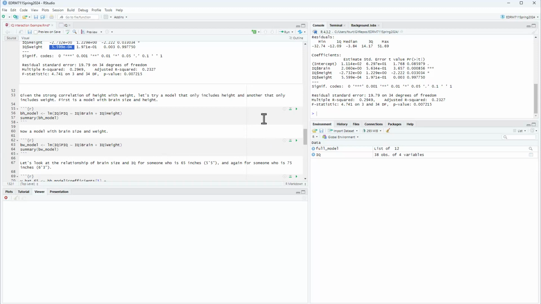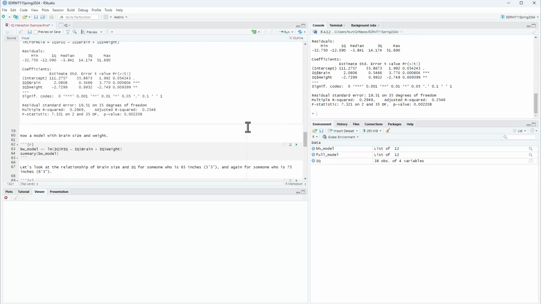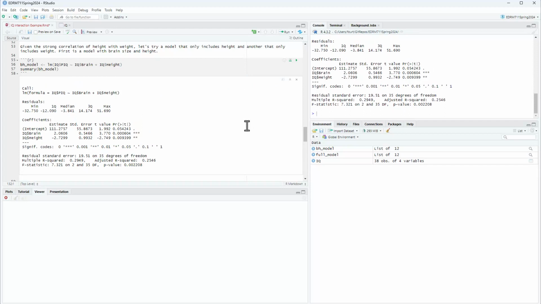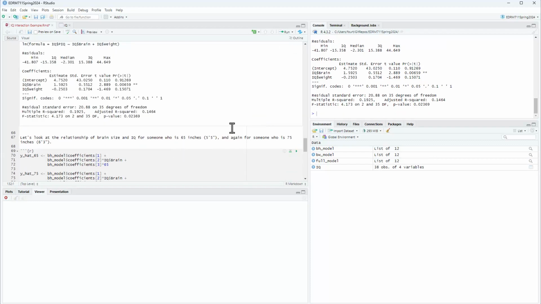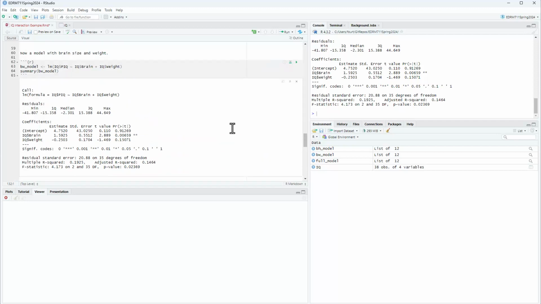First, here's a model with brain size and height. And when I look at this model, no surprise, brain size and height are both very stable coefficients. Notice that I'm still explaining about 30% of the variation. I lost basically nothing by eliminating weight. But let's do it the other way around just to convince ourselves that weight is not valuable here.